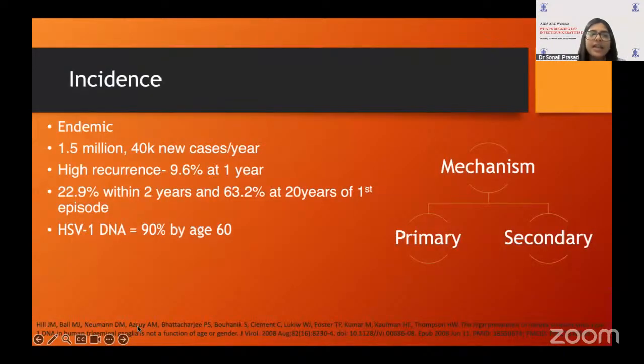It's endemic, and around 1.5 million people are affected with viral keratitis, with a high recurrence rate of around 9.6 per year, with 90% of people aged more than 6 being HSV1 DNA positive. The mechanism can be either primary or secondary. Primary mostly occurs in childhood, where it can present as blepharoconjunctivitis or normal conjunctivitis, and then the virus remains latent in the trigeminal ganglion. Once it gets activated after any immune deficiency, it can lead to a secondary presentation.